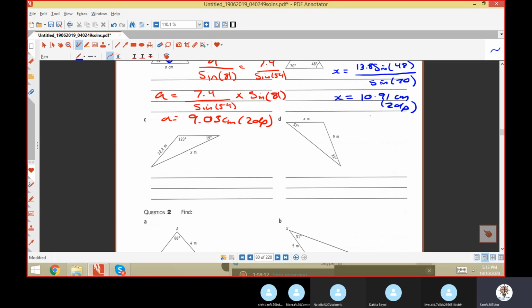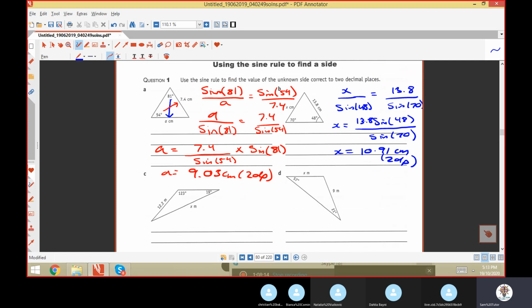Is this right? I got x equals 13.8 over sine 7 times sine 4. That's correct. Well done. So the answer is 10.91. That's correct. Centimeters back in 2 decimal places, and you wrap it all up.